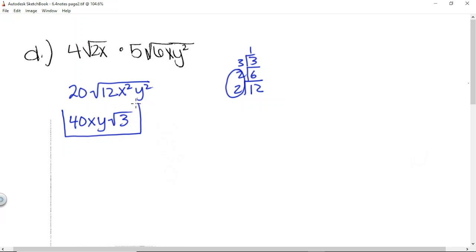Once you multiply everything outside and everything inside, we simplify them the same way we did the other day on the homework. That is using the cake method.